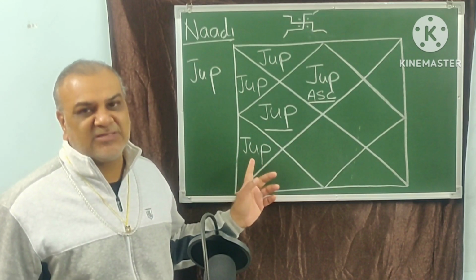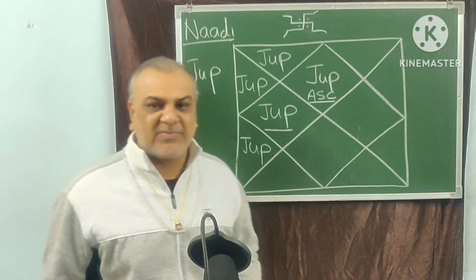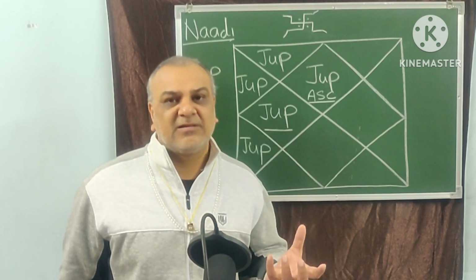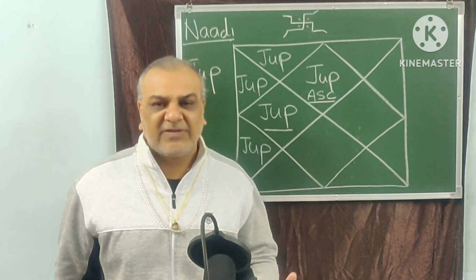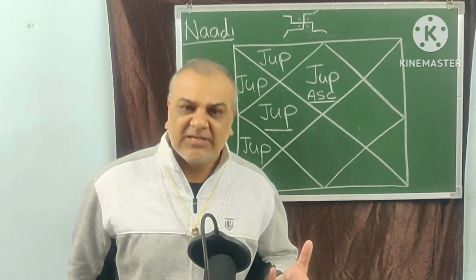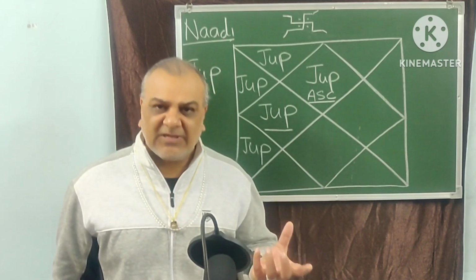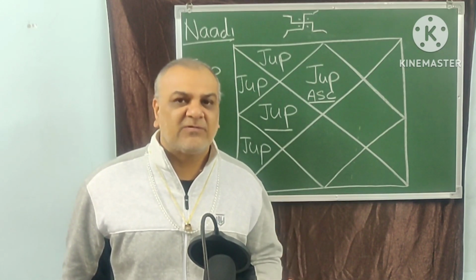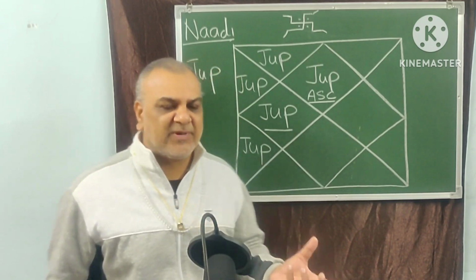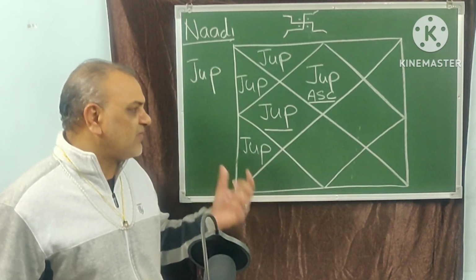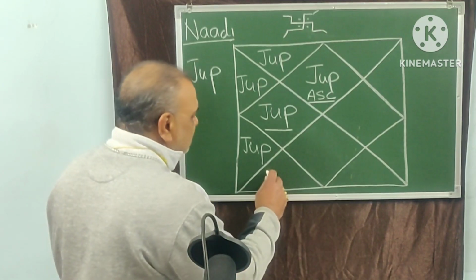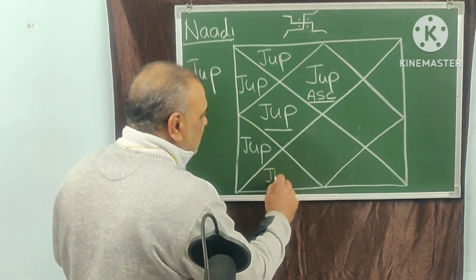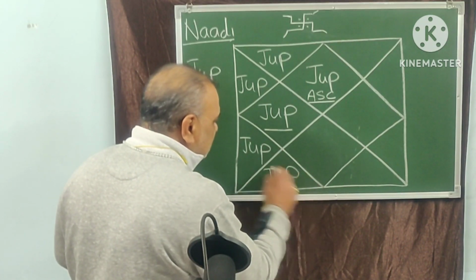When Jupiter is placed in the fifth house, it represents the past karma, the luck of the native, relationships, love relationships, and education, higher education. Lot of predictions can be made here, but I am taking only one or two things into consideration.